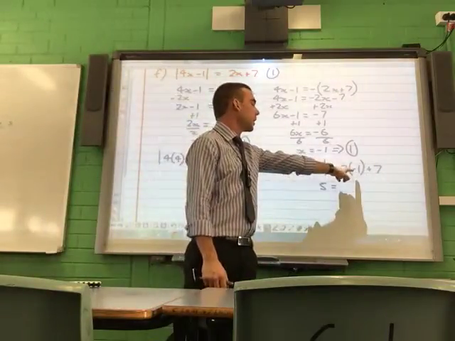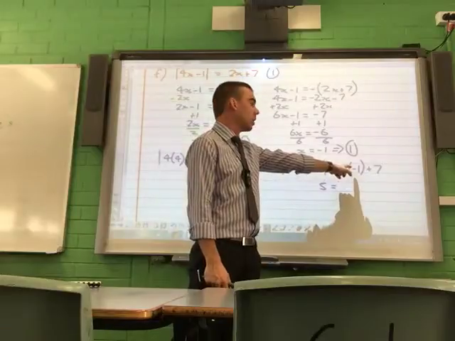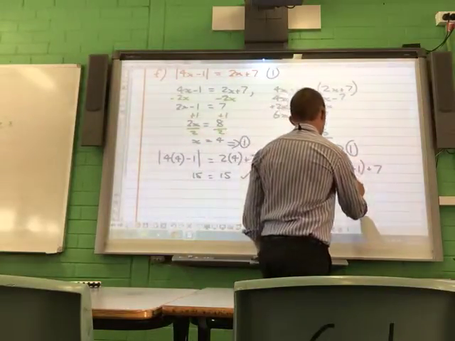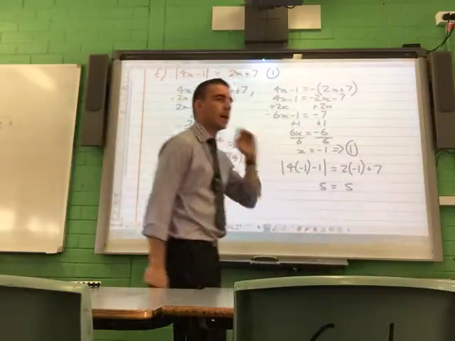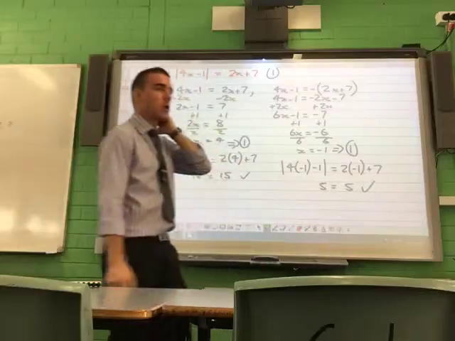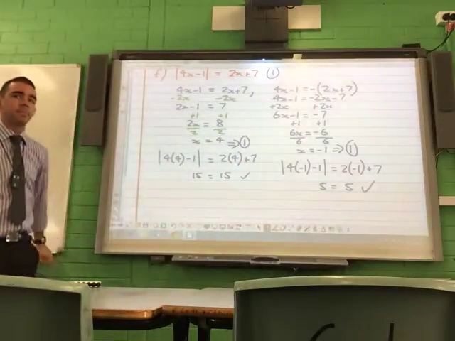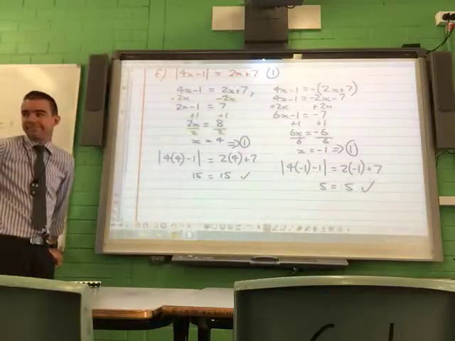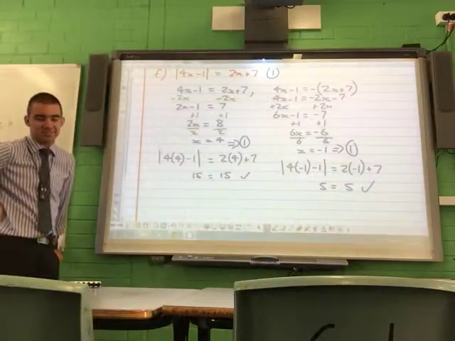So 2 times negative 1, which is negative 2, so negative 2 plus 7 will give you 5. Okay, so this one also works. So this is an example where both those solutions will work. There will be some that won't work. I was hopeful it would be this one, not the case.